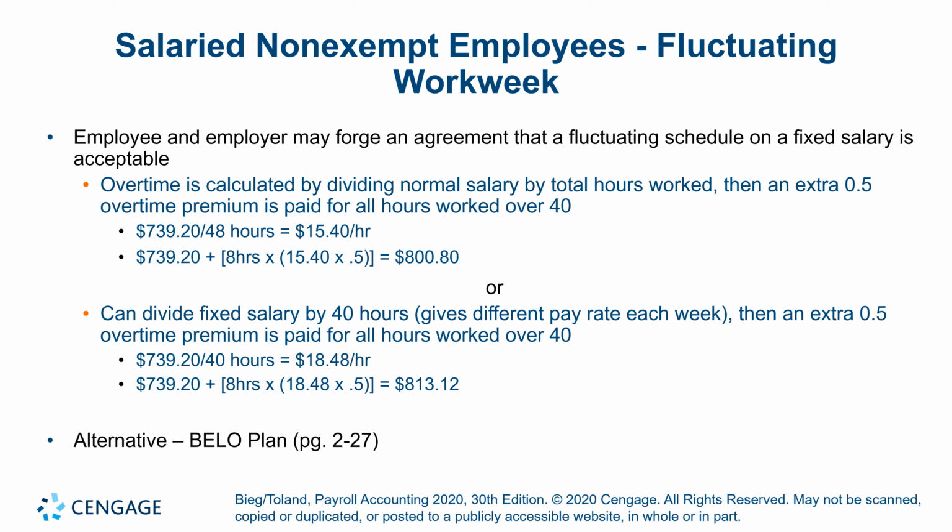Agreement must exist between the employer and the employee. Just like it says in our book, chapter 2, page 27, the salary is figured by calculating the wages for the maximum number of hours at straight time and then adding 50% or 1/2 of the regular rate for the overtime hours. So again, there is an alternate, less commonly used BELO method.